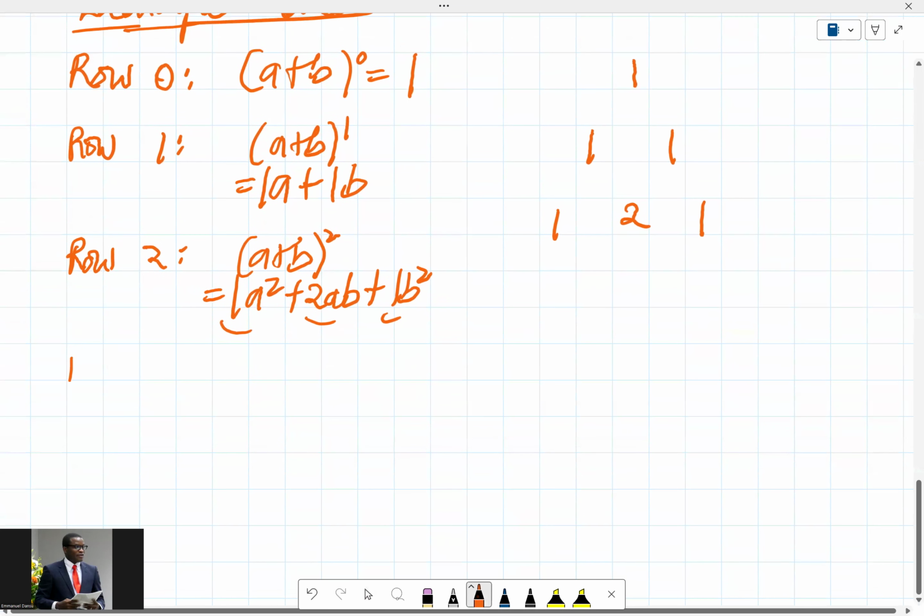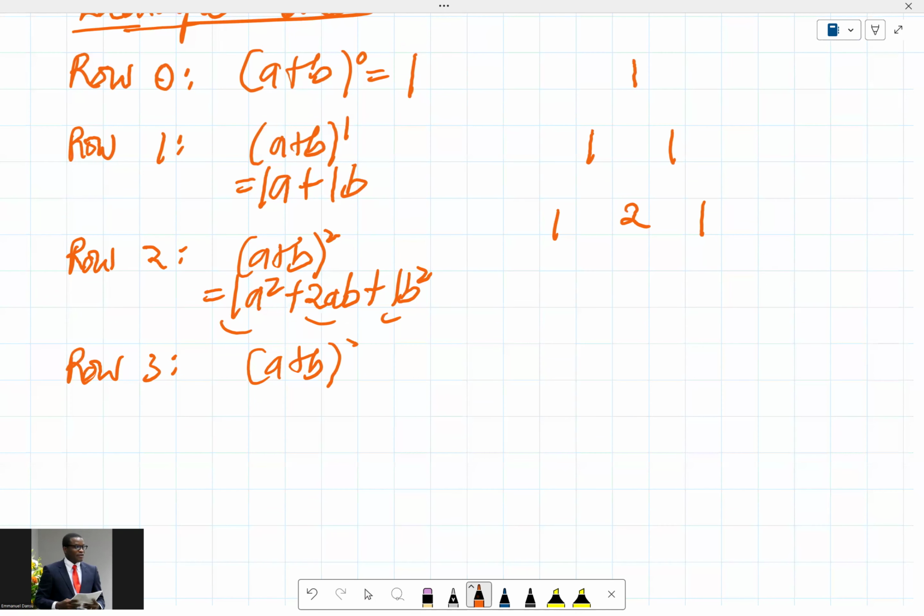Then we go to row 3. For row 3, you have (a plus b) raised to power 3. You have 1 a raised to power 3. Don't forget, a carries the highest power first and it reduces, while b carries the smallest power and it increases. So the next is 3a squared b. Of course, if we expand it, this is what you get. We are going to do all these things in depth. I'm just trying to establish what this is about now. Next you have 3, a raised to power 1, b squared. And lastly, you have 1, a raised to power 0, b raised to power 3.